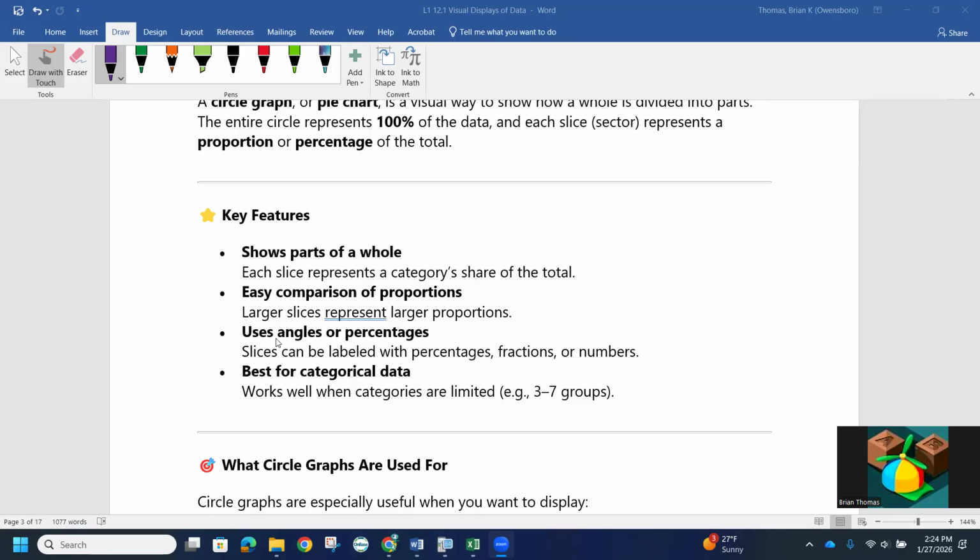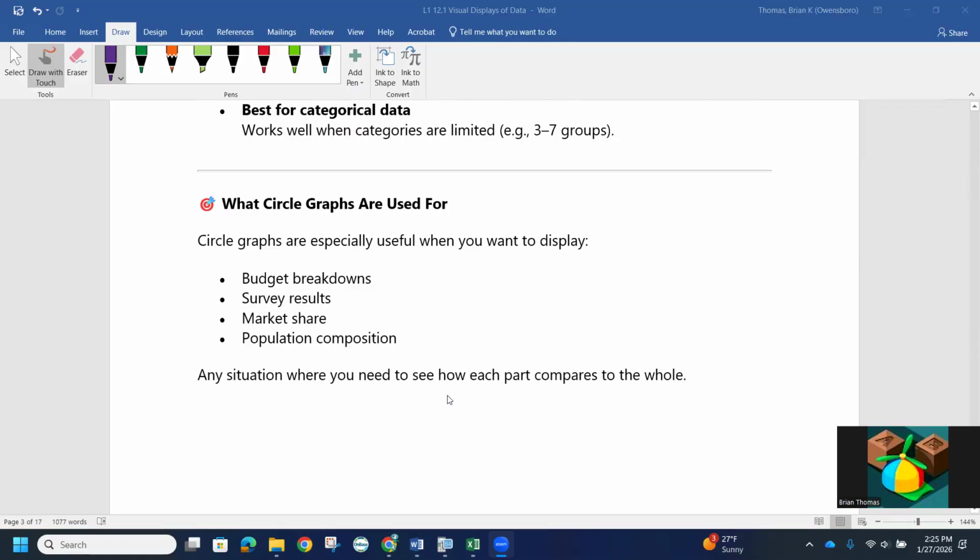A lot of times we have to use angles or percentages. So we have to do a percent of the 360 degrees, if you will, to determine the slices. These slices are going to be labeled with percentages, fractions or numbers, but I think percentages are most common. This works really well if you're limited between like 3 and 7 groups. If you don't have a ton of groups, you're pretty good here. But you want a little bit of groups too, because otherwise you're not going to be able to see much because of the comparisons there.